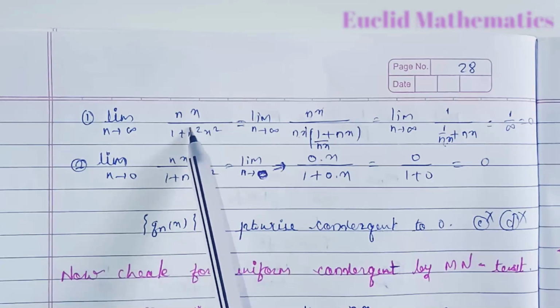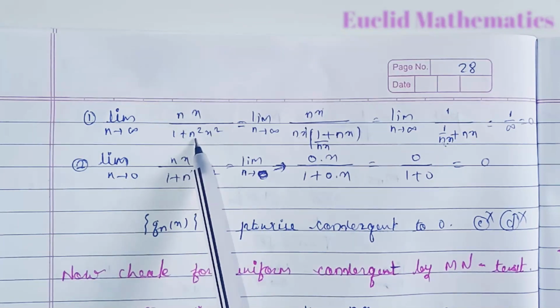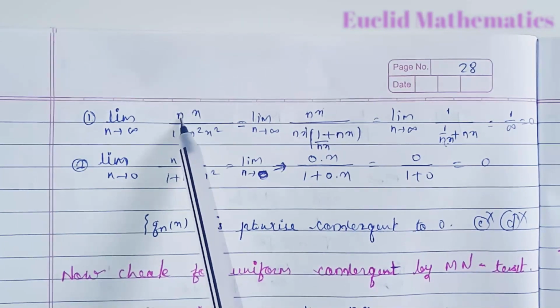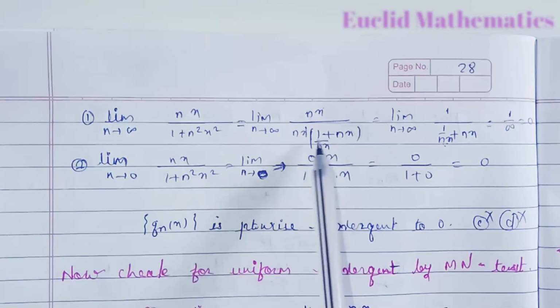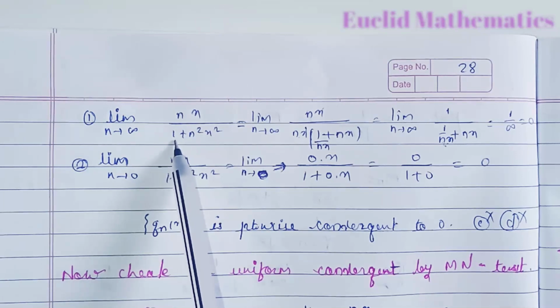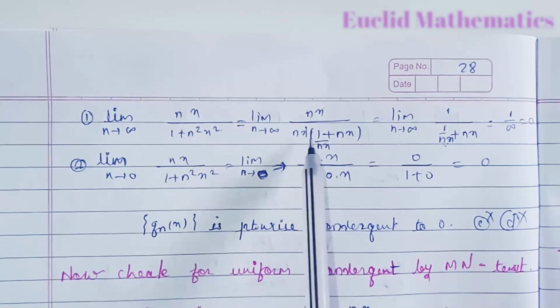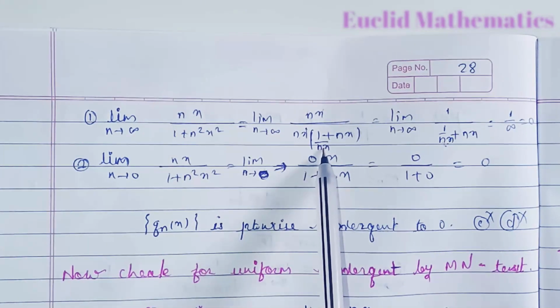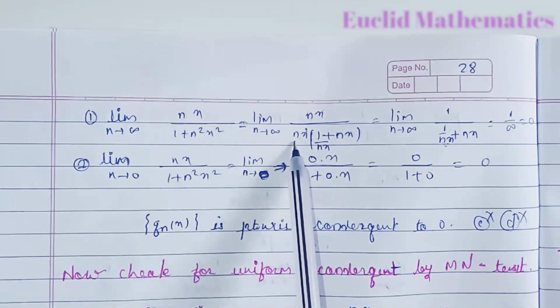To handle the denominator, we know that if n goes to infinity and it appears in the denominator, the term goes to 0. So keep the numerator as it is, and take nx common from the denominator. Taking nx common, 1 upon nx remains, and from n square x square, nx is left, so that nx gets cancelled with the numerator nx.